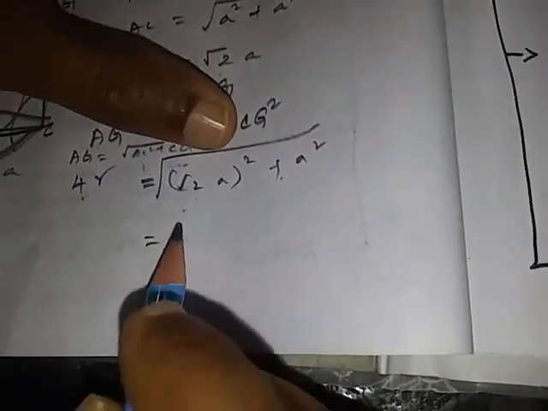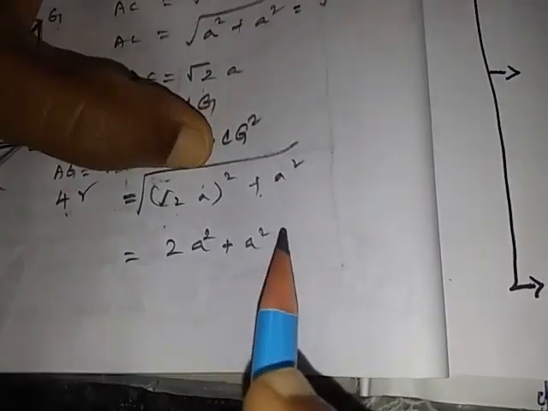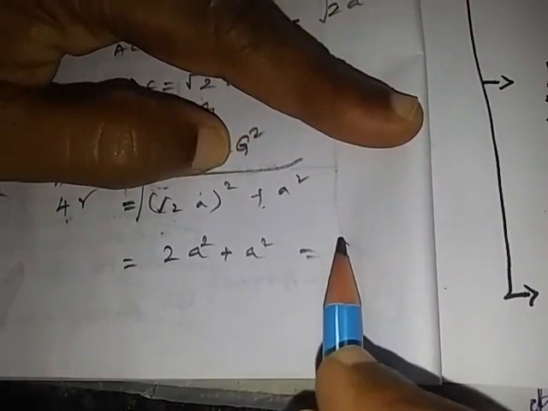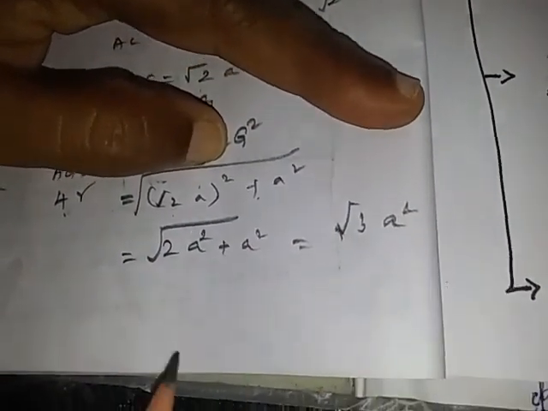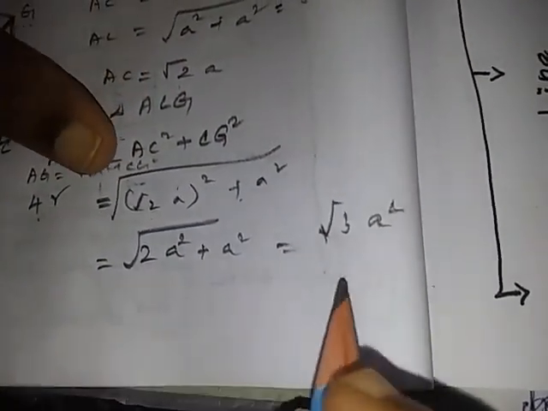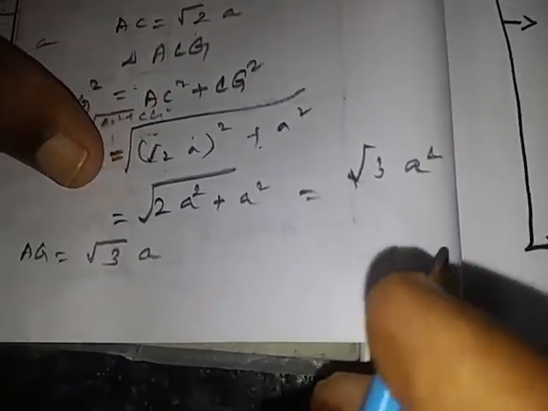It is equal to 2A squared plus A squared, equal to the square root of 3A squared. And here AG equals the square root of 3A.